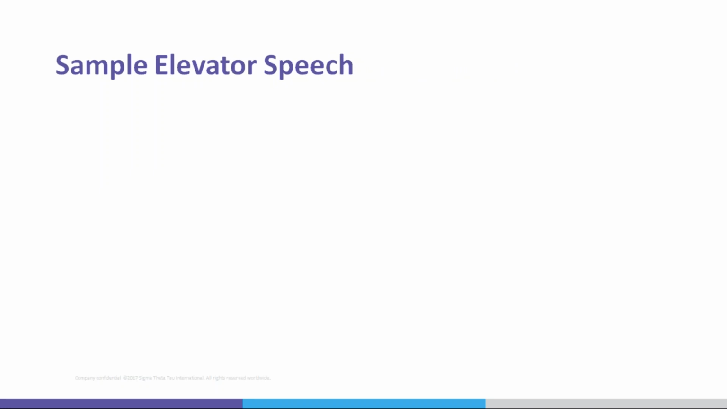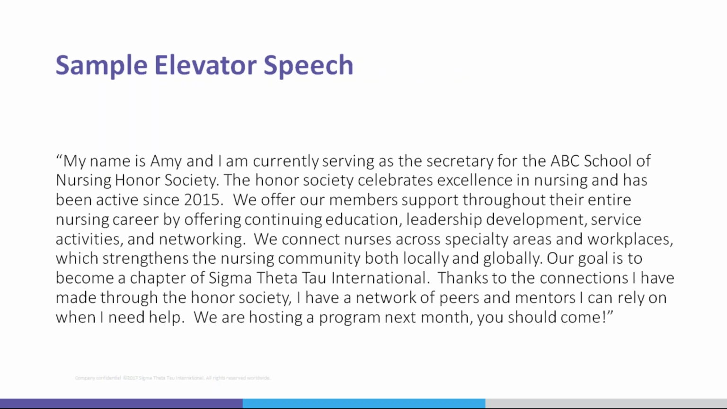From the value proposition statement, which is uniform for the Developing Honor Society, each individual leader can create their own elevator speech, such as, "My name is Amy, and I am currently serving as the secretary for the ABC School of Nursing Honor Society. The Honor Society celebrates excellence in nursing and has been active since 2015. We offer our members support throughout their entire nursing career by offering continued education, leadership development, service activities, and networking. We connect nurses across specialty areas and workplaces, which strengthens the nursing community both locally and globally. Our goal is to become a chapter of Sigma Theta Tau International. Thanks to the connections I have made through the Honor Society, I have a network of peers and mentors I can rely on when I need help. We are hosting a program next month, and you should come."